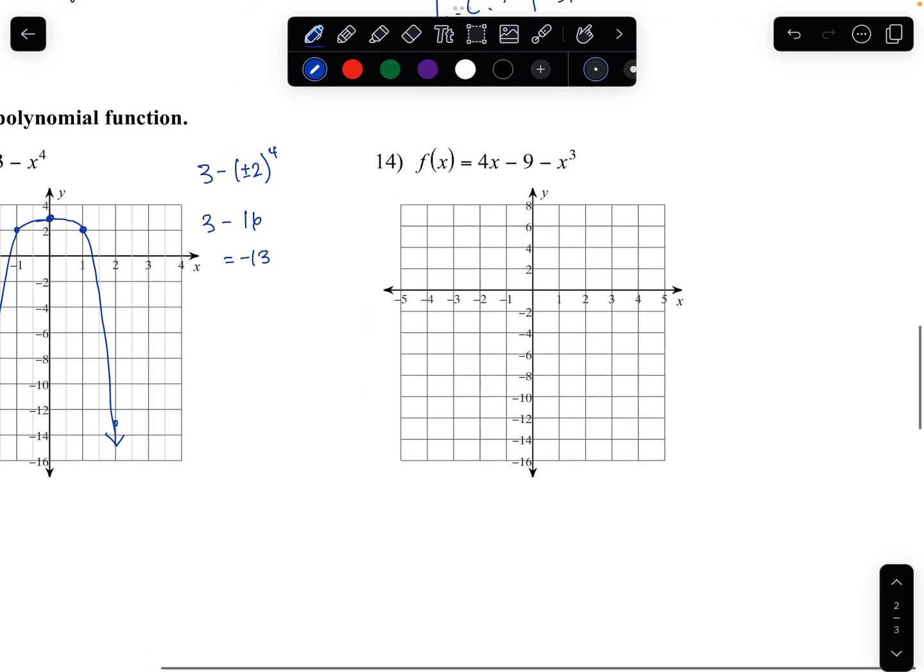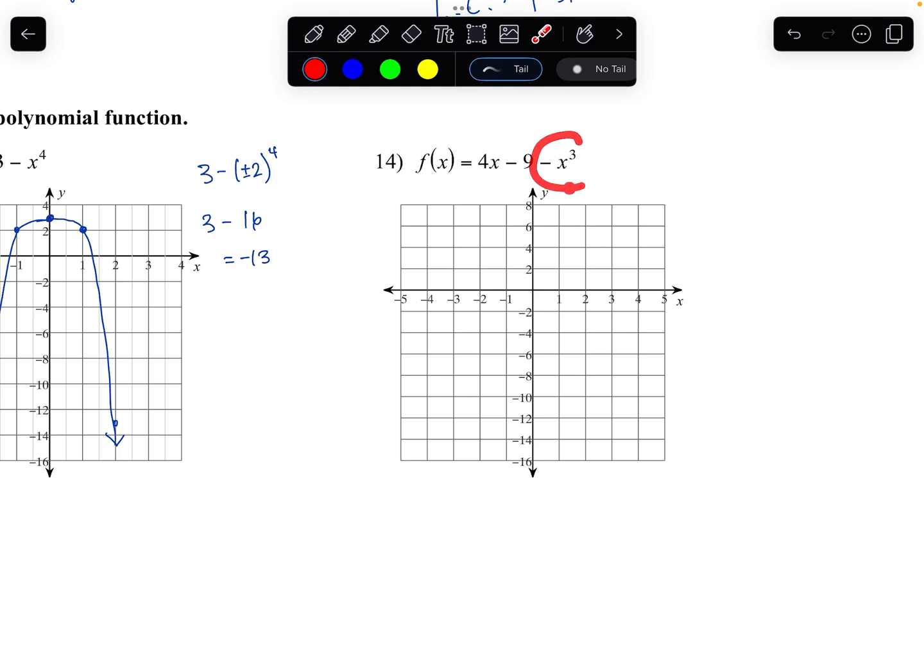Okay. This one right here, I'm going to start by looking at the leading term. So it's a negative leading coefficient and an odd degree, meaning my end behavior will act accordingly like that. And then I can start plugging in values. I like plugging in 0, because if I plug in 0, it should eliminate a lot of my terms. So if I plug in 0, those are gone, and I'm going to be left with -9. So I'll have a point right here.